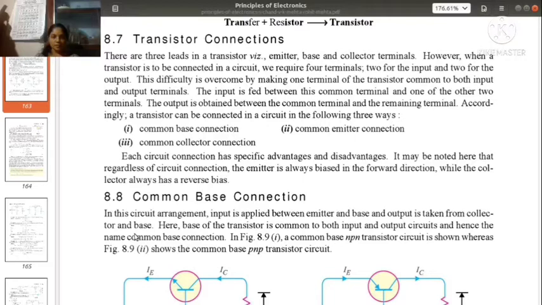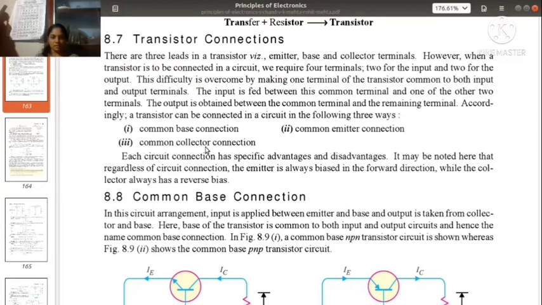The transistor can be introduced in the circuit in three ways, with any of these regions common to the other two. According to that, we can have three types of configurations: common base connection, common emitter connection and common collector connection. In common base connection, the base region is common to both emitter and collector. In the common emitter connection, the emitter is common to base and collector. Similarly, in the common collector connection, the collector region is common to both emitter and base.